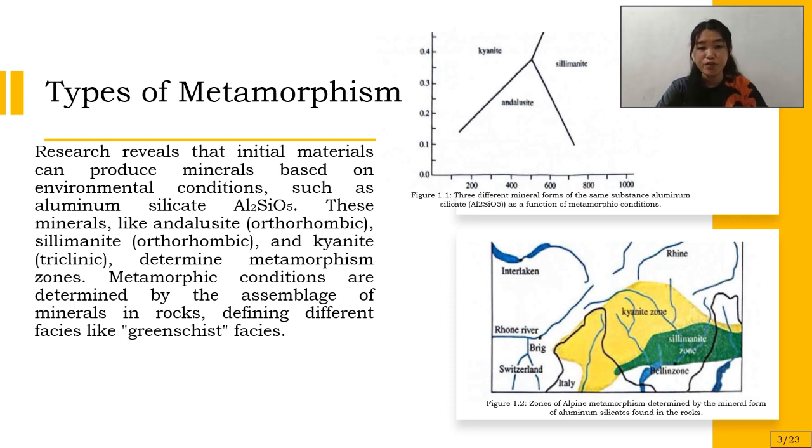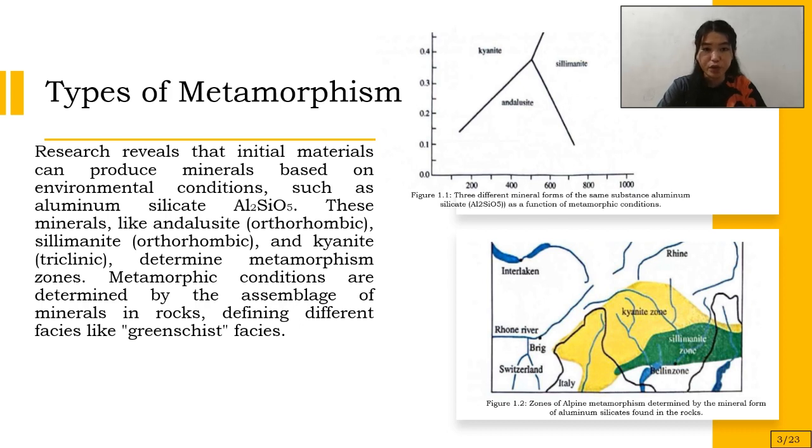As we all know, metamorphism is like a rock's makeover due to changes in pressure and temperature. The presence of specific minerals in a rock tells us about the conditions it endured. Research reveals that initial materials can produce minerals based on environmental conditions, such as aluminum silicate. Imagine aluminum silicate as a starting material in rocks. Depending on how much pressure and heat it experiences, it can transform into three different minerals, and these minerals are andalusite, sillimanite, and kyanite.